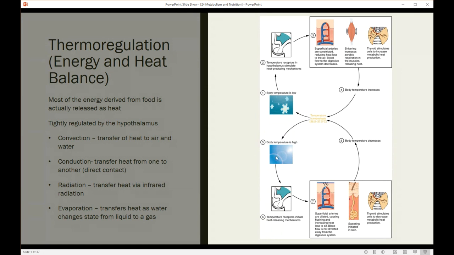When our body temperature is too high, our temperature receptors are going to initiate our heat releasing mechanisms. We're too hot now, so the superficial arteries get dilated. They're going to cause some flushing, so our skin is going to appear reddish. Blood flow is diverted away from our digestive system. We start to sweat so that we can get that evaporative cooling effect. And then our thyroid cells are going to stop the metabolic heat production.